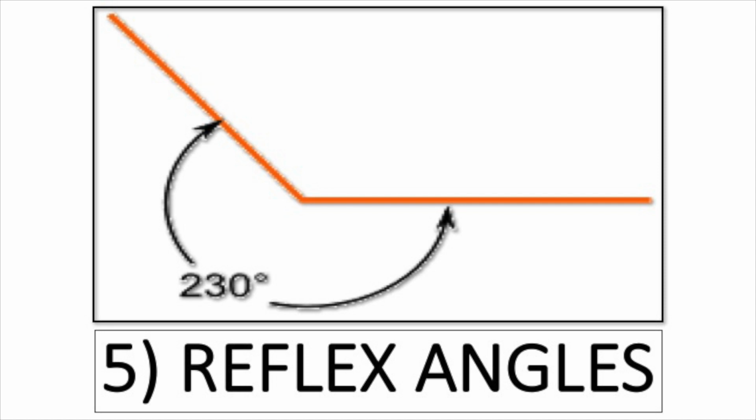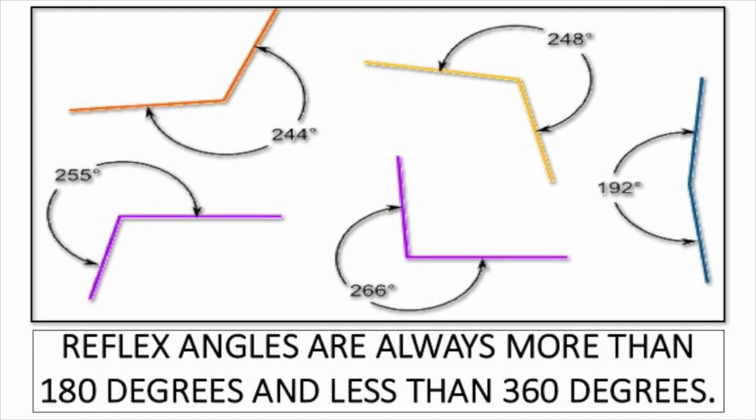And then we've got reflex angles. How big is this reflex angle? 230 degrees. So now, notice how big the angles are getting. Look at the vertex. It's not on the inside anymore. Here would be obtuse. But the reflex angle is even bigger. So the vertex is on the outside. Reflex angles are always more than 180 degrees and less than 360 degrees. Yes.